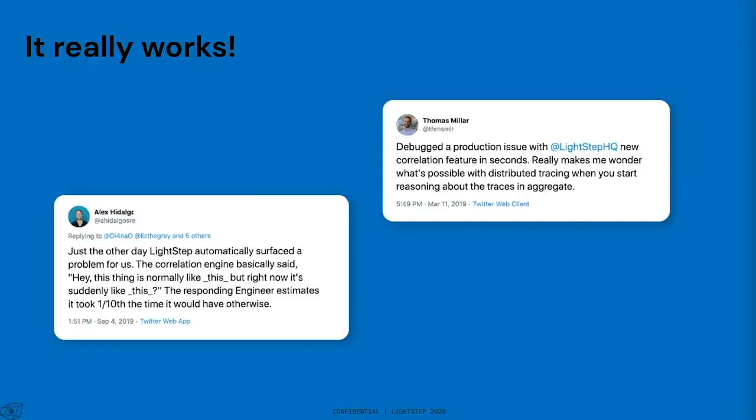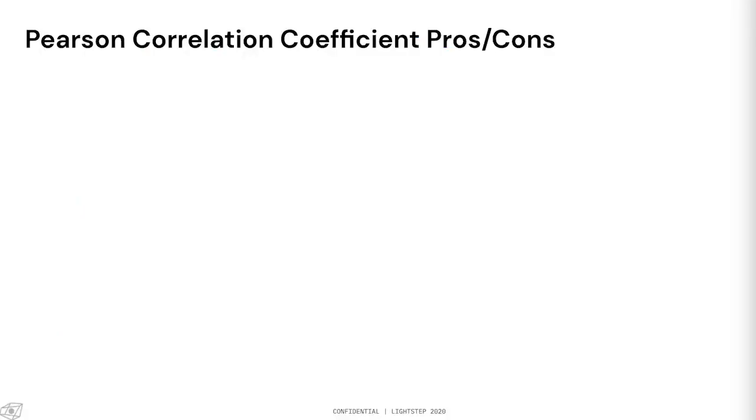And it actually works. This is the best type of feedback, right, on Twitter. We've seen our customers use this feature to actually find issues in their software without having to sift through large numbers of traces. But there are definitely pros and cons to this approach.